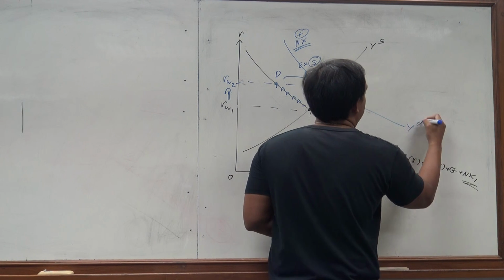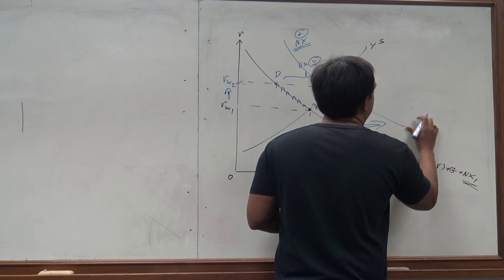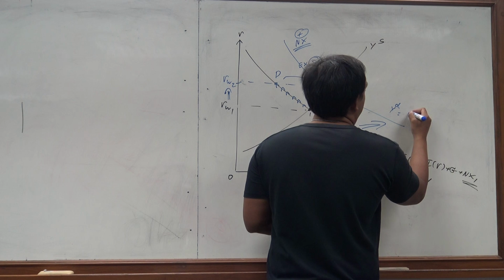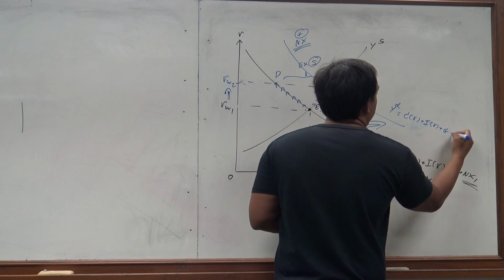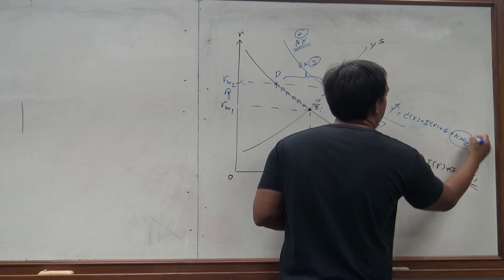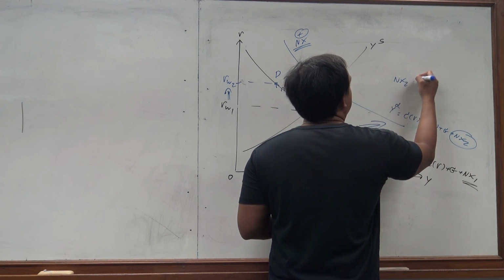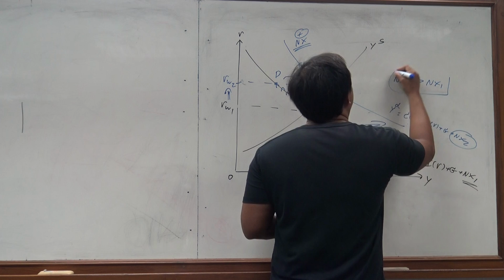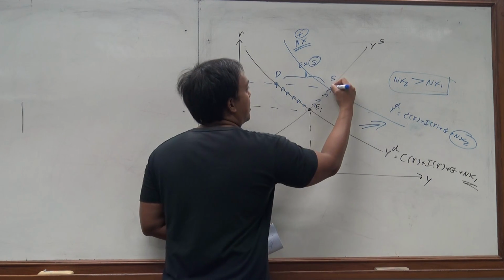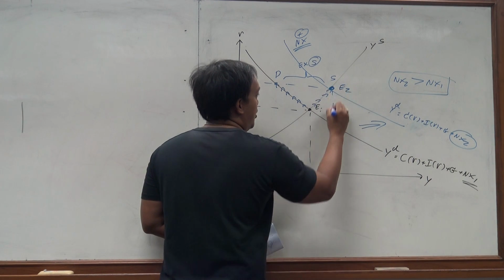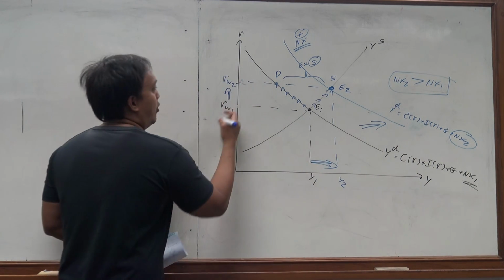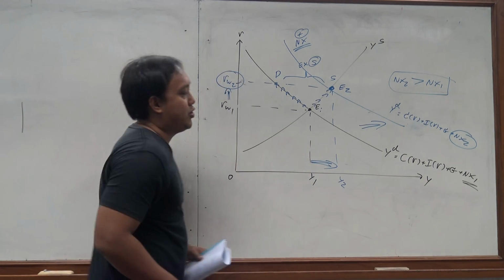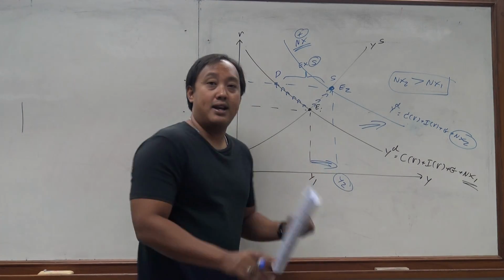Like this. This is a new YD, equal to C plus I plus G plus NX2. Note here that NX2 is higher than NX1. The new equilibrium point is going to be here, E2. GDP increases from Y1 to Y2. The real interest rate increases to RW2. Okay, then done.